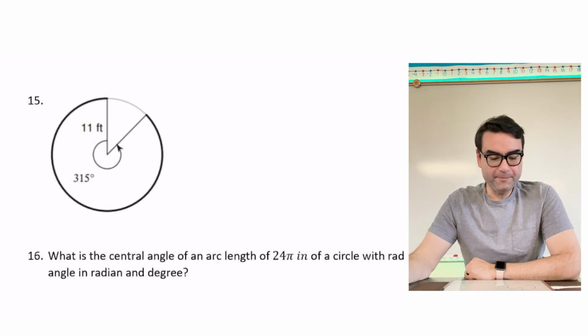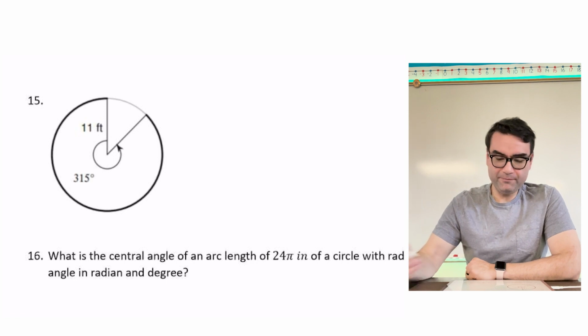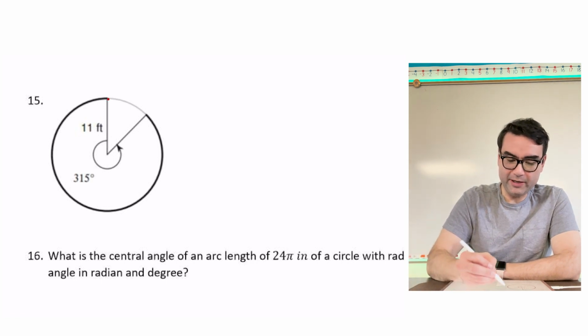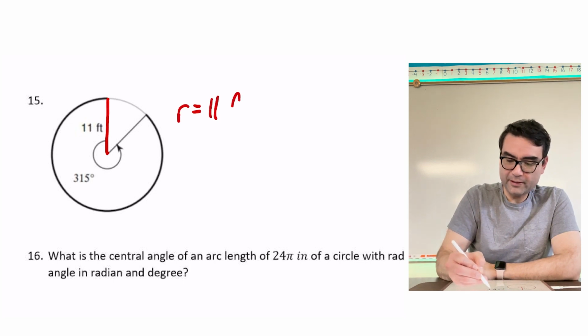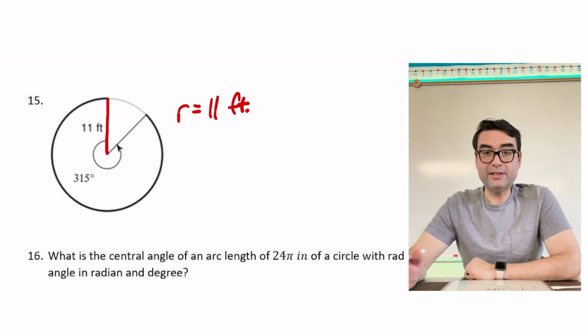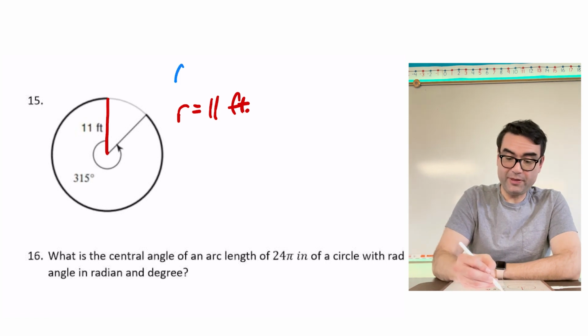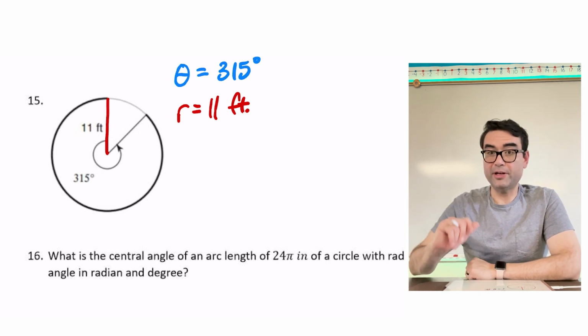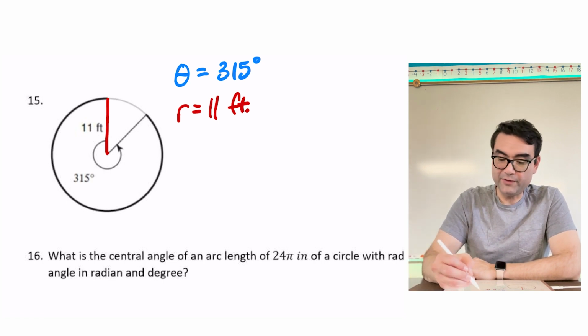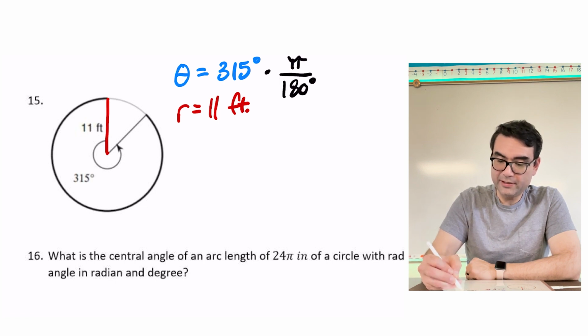Okay, number 15 here. We're just given the circle, very obviously giving us a radius of 11 feet. So that's our radius. The angle they give us is not in radians. So theta is 315 degrees. So we're going to do a little conversion, just like in the previous few problems we started with. To convert this to radians, we're going to multiply by pi over 180 degrees.